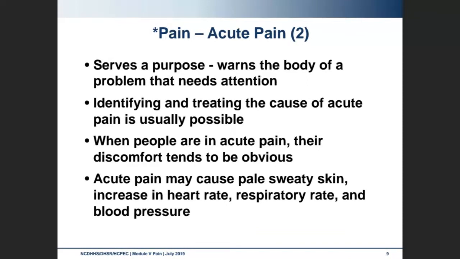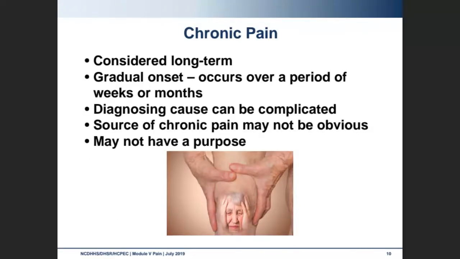So acute pain can actually rev up the body and may cause pale, sweaty skin, an increase in heart rate, respiratory rate, and blood pressure. Now, when we're talking about chronic pain, it's considered chronic pain when it lasts for 6 months or more. Okay, so under 6 months, acute, 6 months or more is chronic.